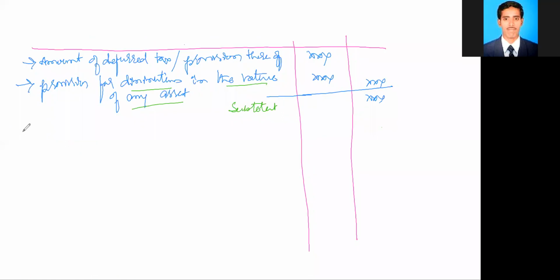Next, we need to deduct: that is the negative adjustments. We subtract the negative adjustments, and all these negative adjustments are also called statutory deductions.